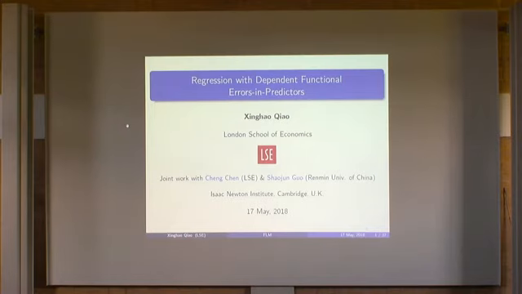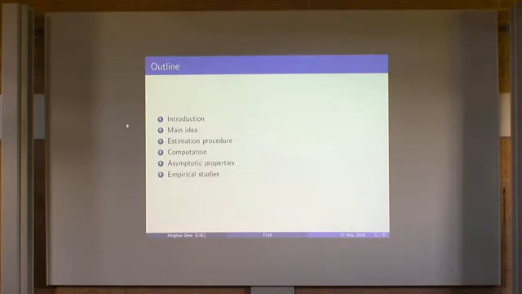This is joint work with my PhD student, Cheng, at LSE, and also Professor Shaojun from Renmin University of China. Basically, first of all, we introduce the functional linear models and some recent development and give a basic literature review. And then I will talk about the main idea of our approach and the estimation procedure. And then I'll talk about some computational issues, asymptotic results, and finally, I'll illustrate my approach through several simulation studies.